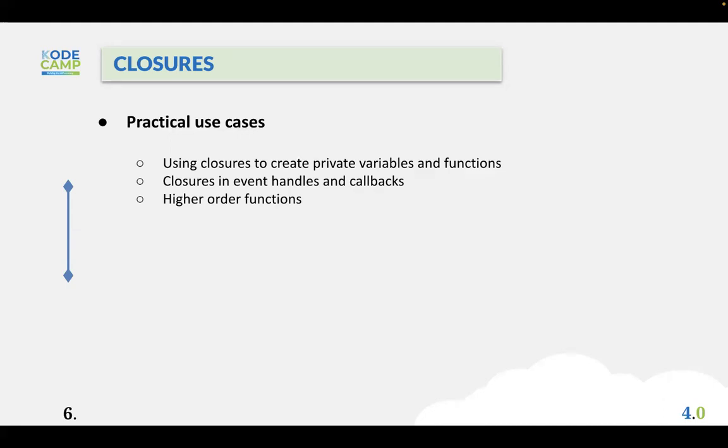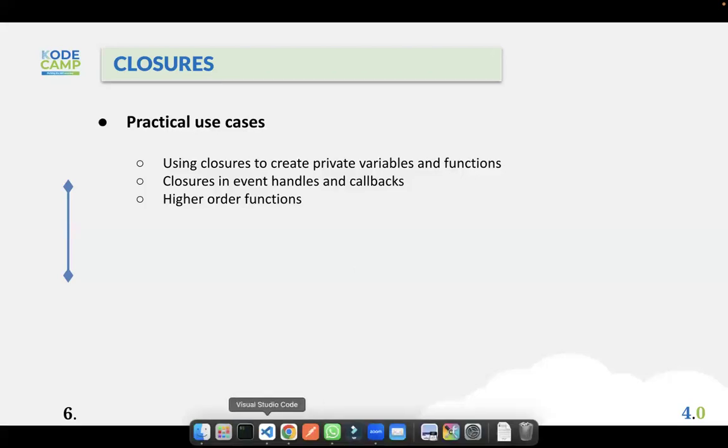But then we're moving on, we have higher order functions. And how can closures be used in higher order functions? Okay, so let's give an example. Closures play a crucial role in implementing higher order functions that take other functions as arguments. You know, higher order functions are functions that take other functions as arguments or return functions as output.